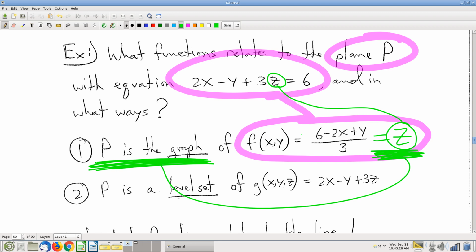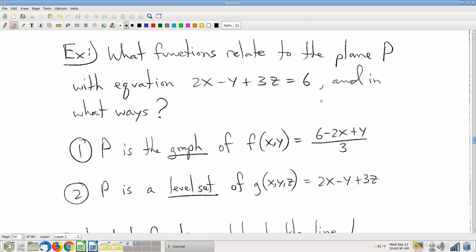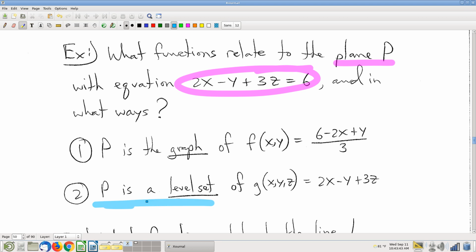Okay. Now, analogous analysis. Again, same plane: is this a level set of some function? What function is this a level set of? Well, if I want this to be a level set of something, then there needs to be something.